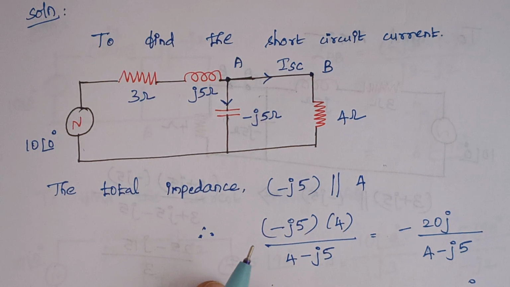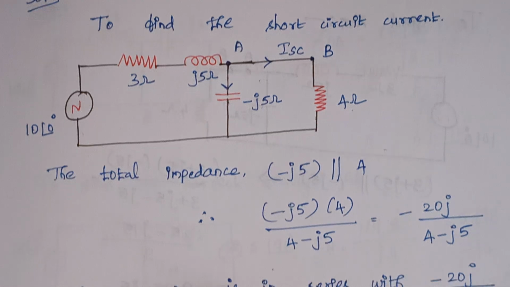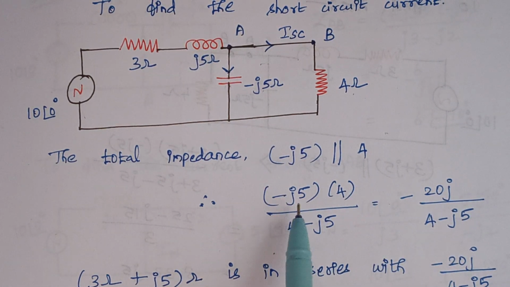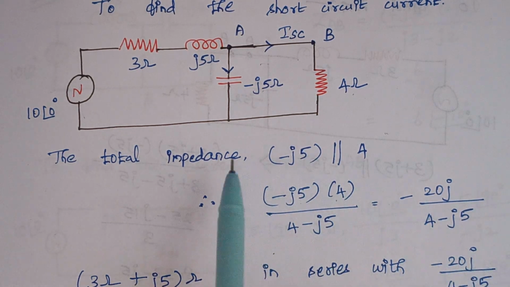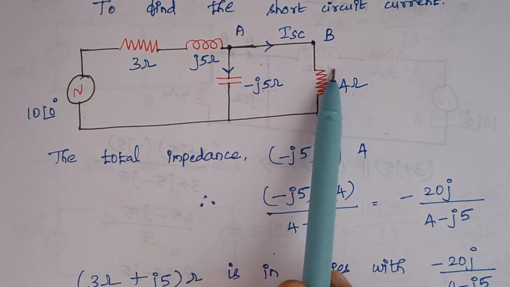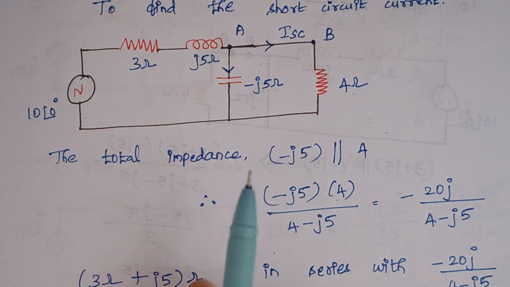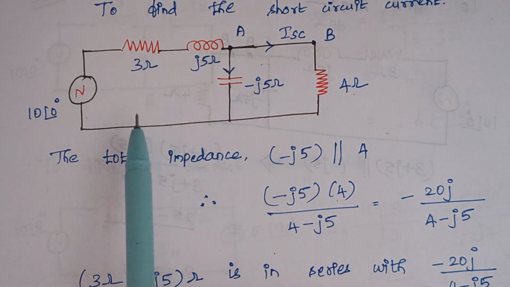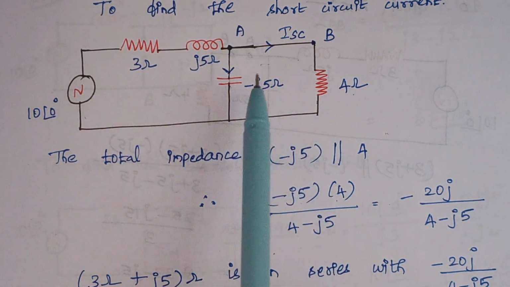Therefore the impedance is calculated as Z1 into Z2 divided by Z1 plus Z2, right? So here minus J5 into 4 divided by 4 minus J5. Once you solve this, the final answer is minus 20J divided by 4 minus J5, right? Now we have reduced these two impedances into a single impedance. Now that impedance comes in series with this resistor, right? With this impedance part, these two are combined as a single one.